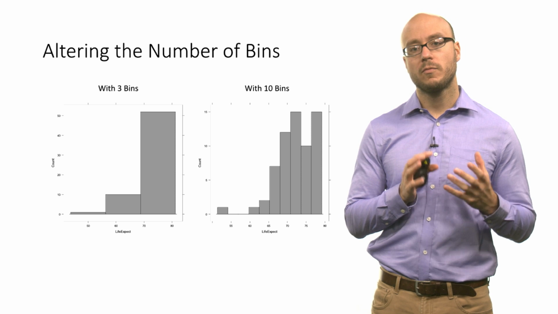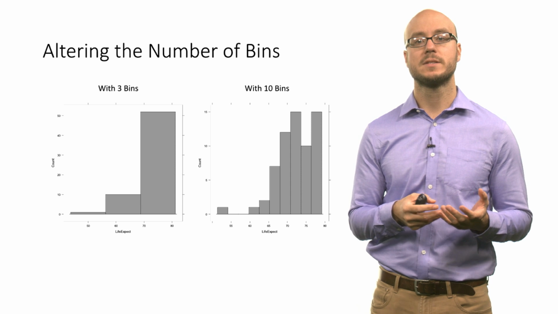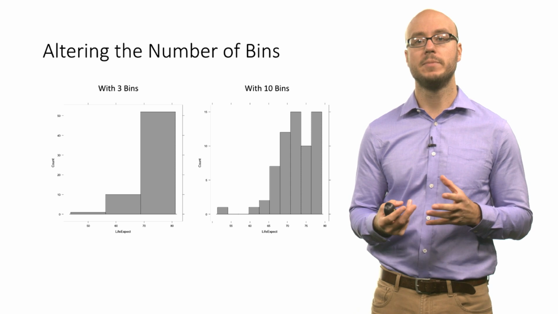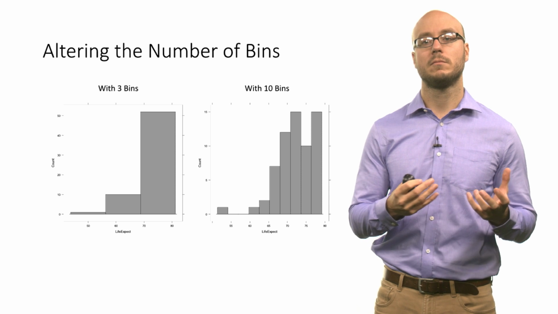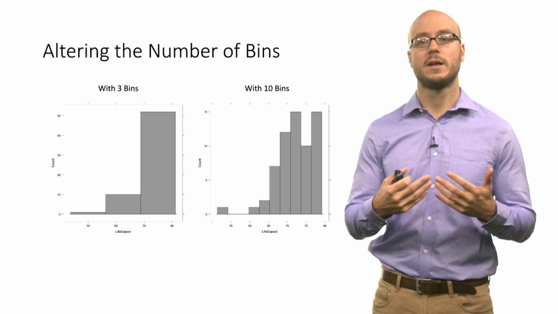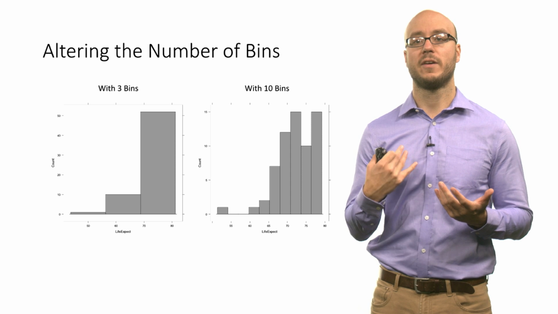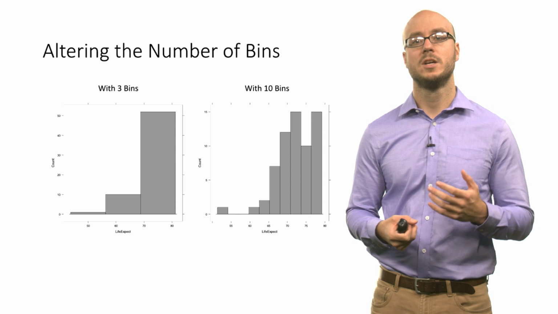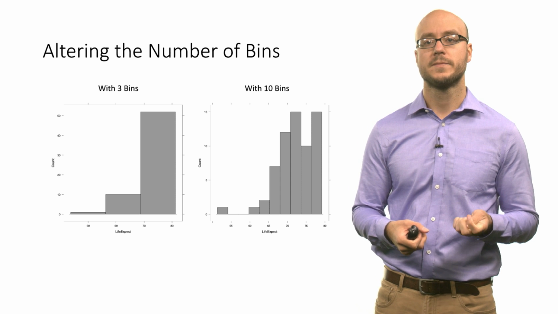So in one case, we have a histogram of our data with 3 bins, and in another case, we have a histogram with 10 bins. You can alter the number of bins, and that will give you an idea of how the data are distributed based on a level of granularity, either very high with a high number of bins or low granularity with a small number of bins.